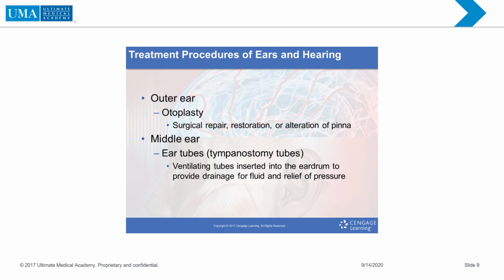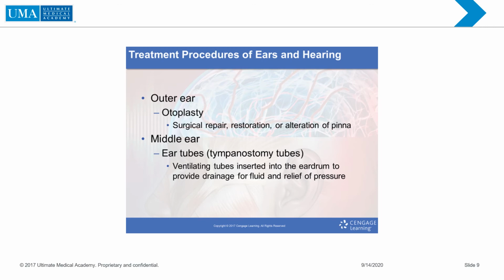Now let's take a look at some treatment procedures that are used for our ears and hearing. We have otoplasty, and again, referring to the outer ear, this would be the surgical repair, restoration, or alteration of the pinna, that external part of the ear. If we were to break this term down, oto means ear, and plasty means surgical repair. You may also hear this referred to as ear pinning, and it's also important to note that it's mostly a cosmetic procedure.